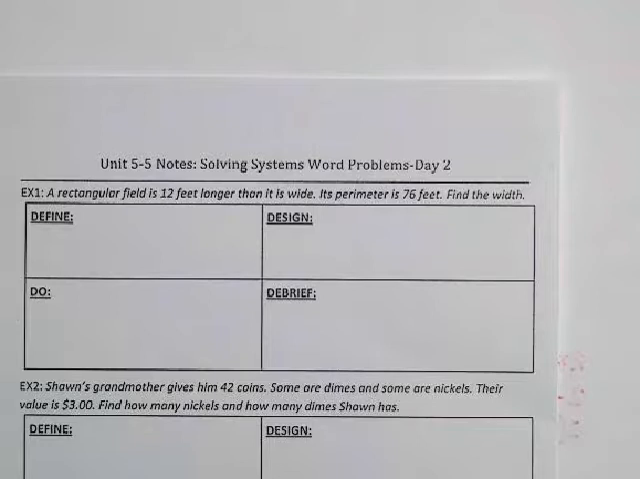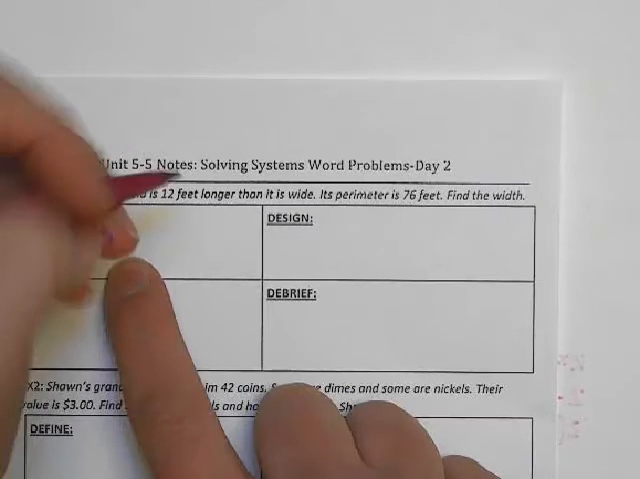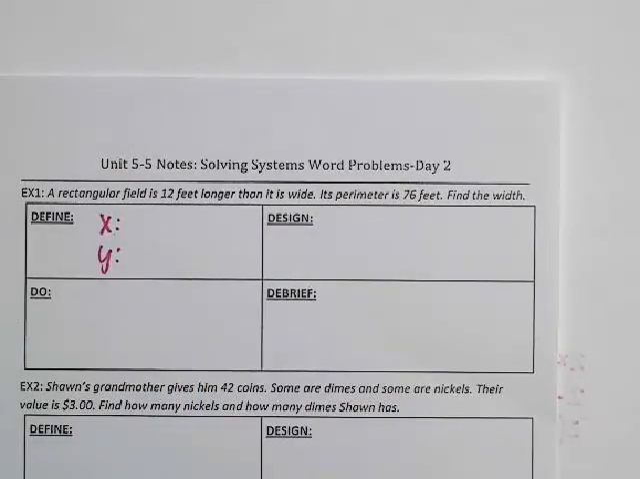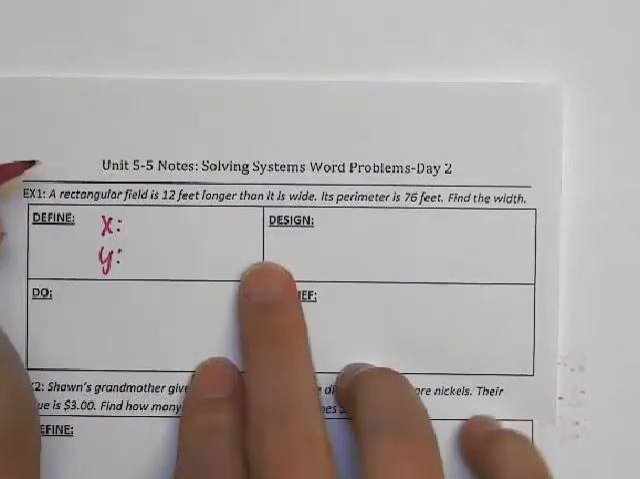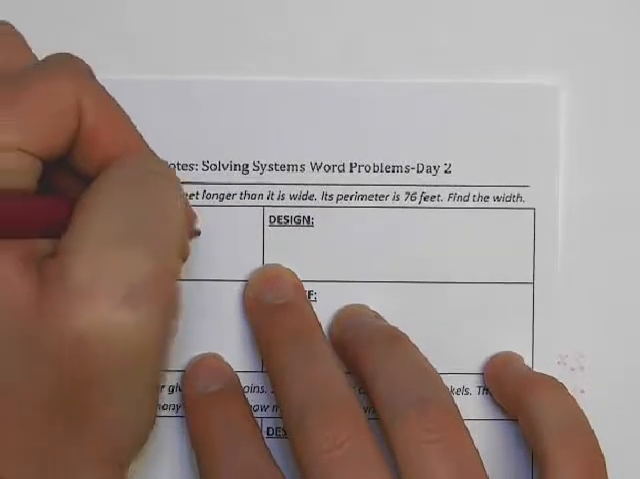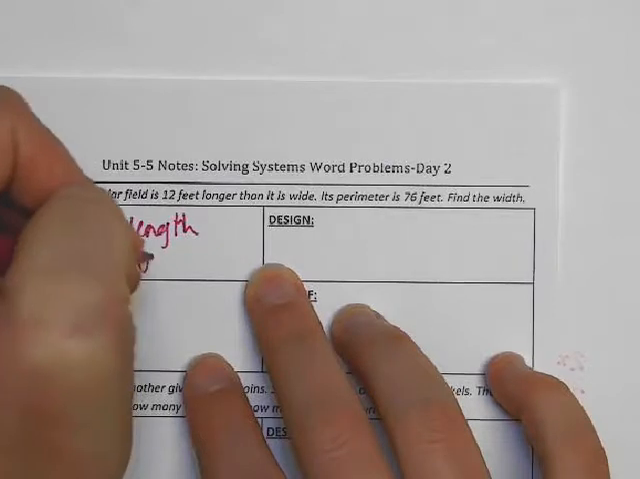Thank you, girls. Okay, so example 1 says, a rectangular field is 12 feet longer than it is wide. Its perimeter is 76 feet. Find the width. Okay, so first we're going to define. We're going to tell what our x and our y is. Okay, well, what are they? Length and width. So I'm going to say x is going to be length. Y is going to be width.